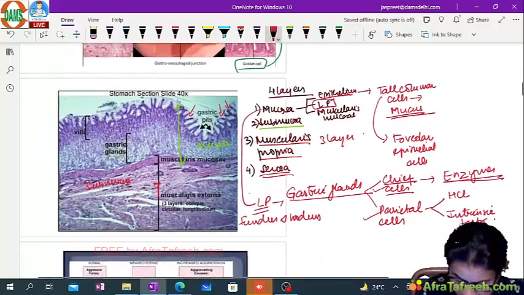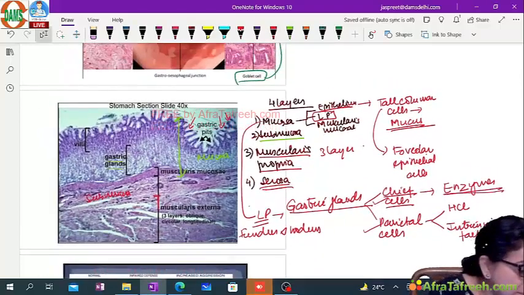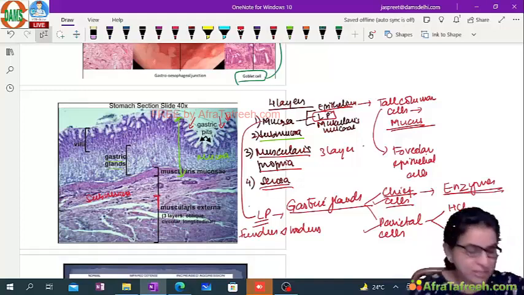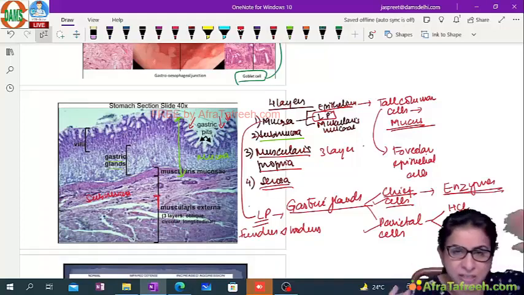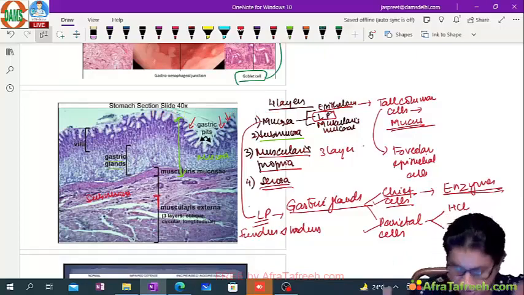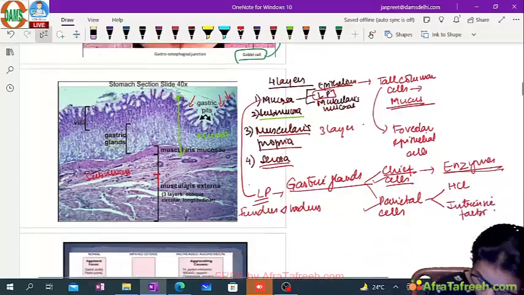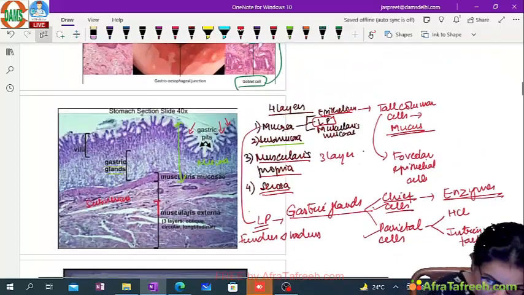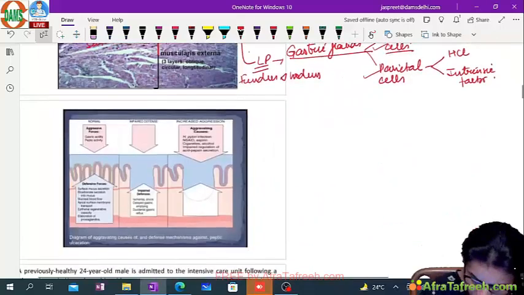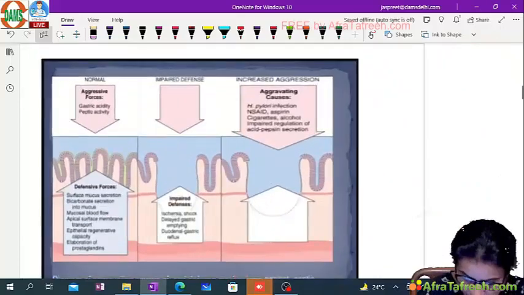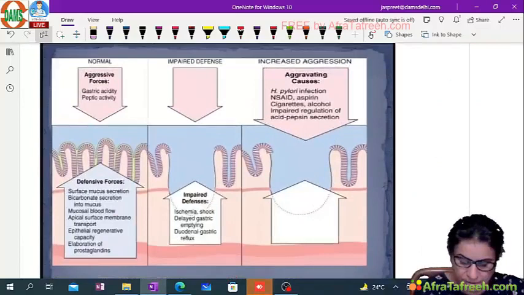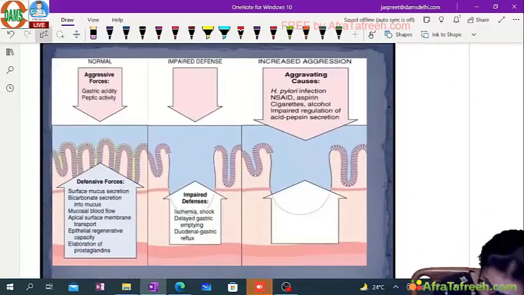Okay, now with this background, in the stomach we have to start with gastritis. I'll be doing acute gastritis and chronic gastritis. But before gastritis, normally, if you see the stomach, this is the lining epithelium.